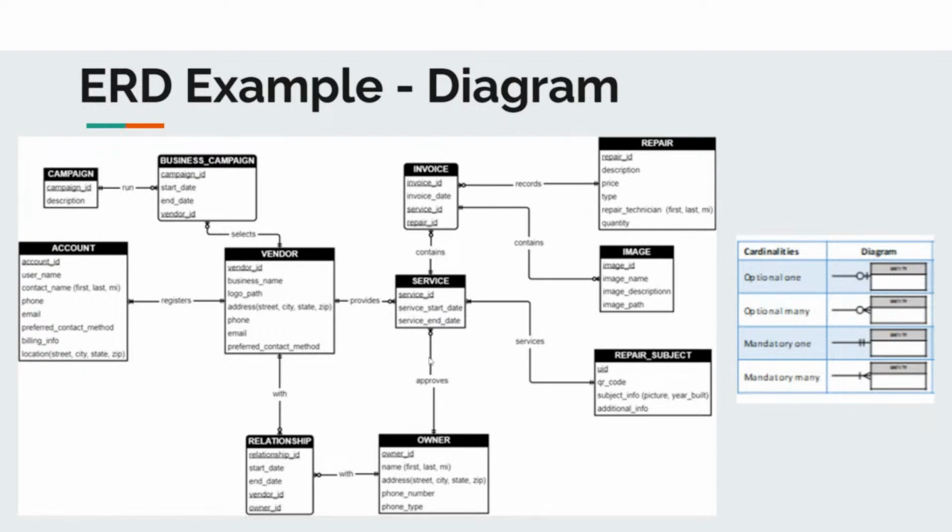So an owner can have multiple services, or optional. So this would be optional. Say an owner may not have any service or have many services, and the service can only be approved by a mandatory one owner. So we have all three defined in this case.